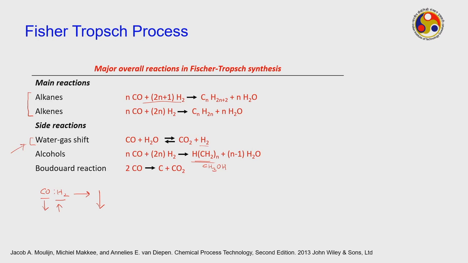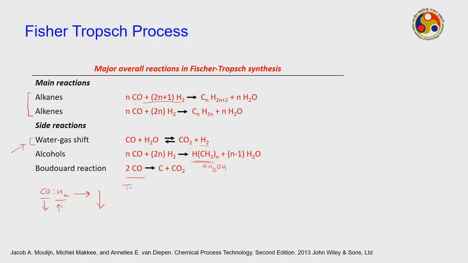Then if you have a very high temperature, the Boudouard reaction may occur. What is this Boudouard reaction? Carbon monoxide may form coke, which we do not want, and it is an irreversible reaction. If it forms coke, it will plug the reactor, and if the reactor is plugged, you have to shut down. So you should take care of the temperature. That is a very important aspect. You should not reach a very high temperature such that the carbon monoxide itself gets converted to coke, which is of no use.